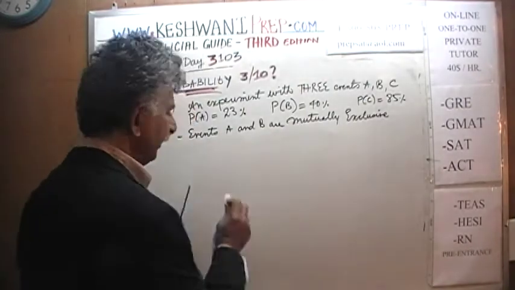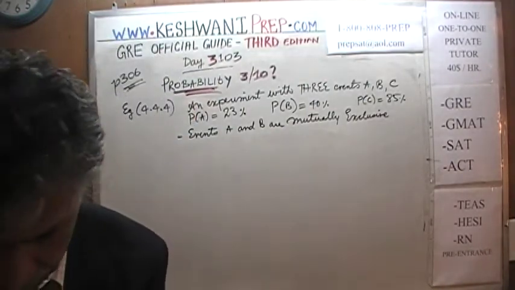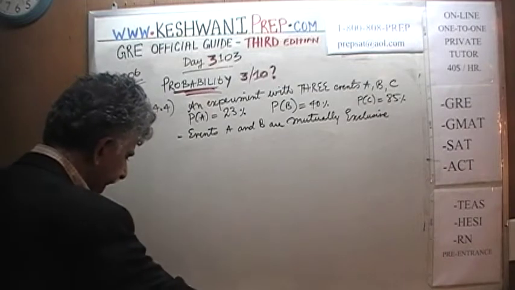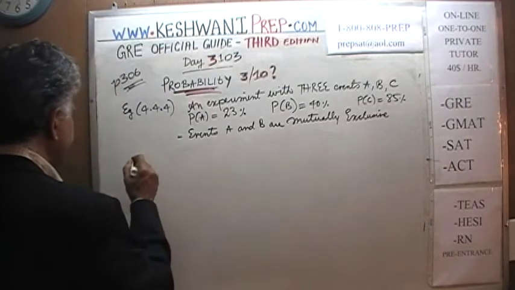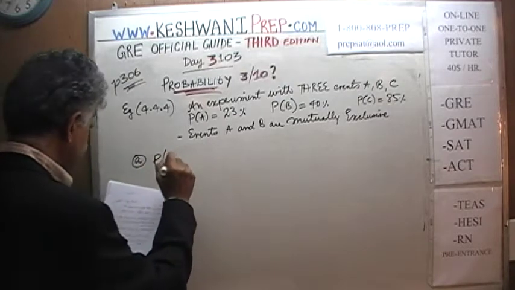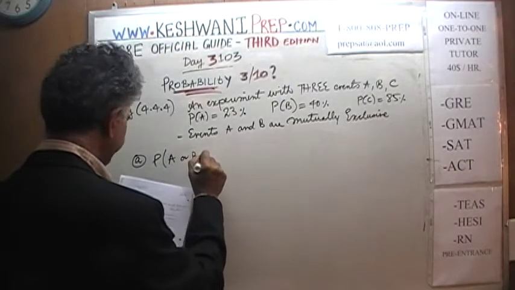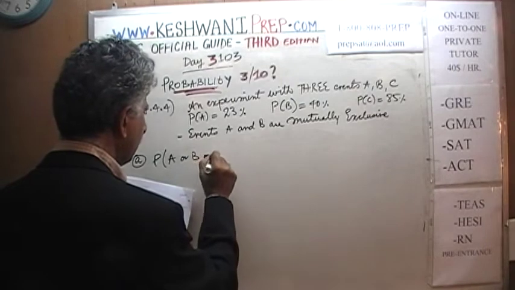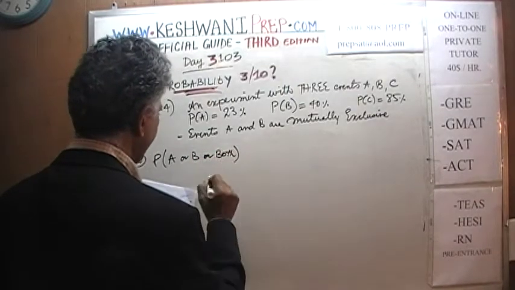The first question is asking us, what are the odds that event A or B or both happen?